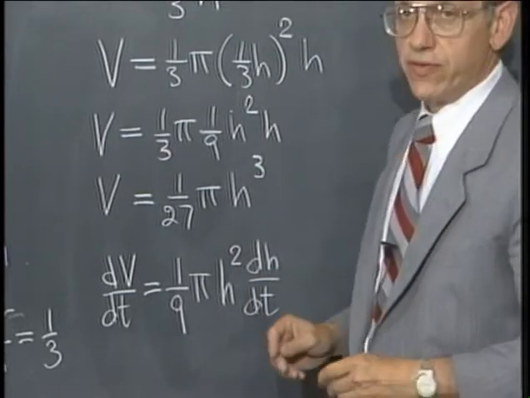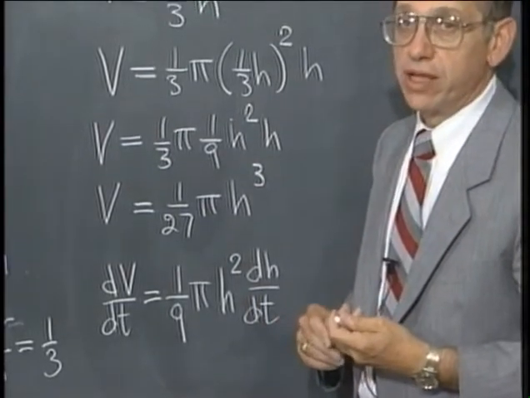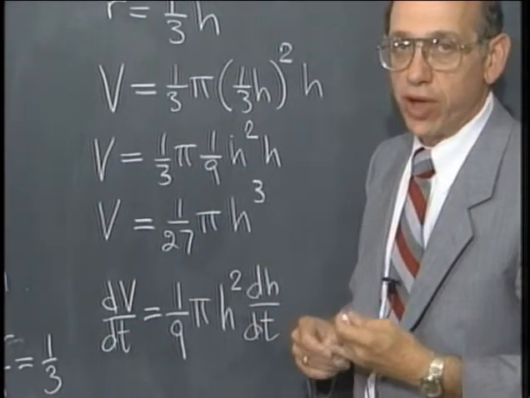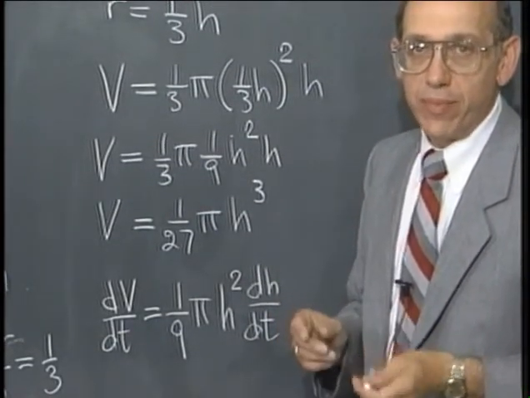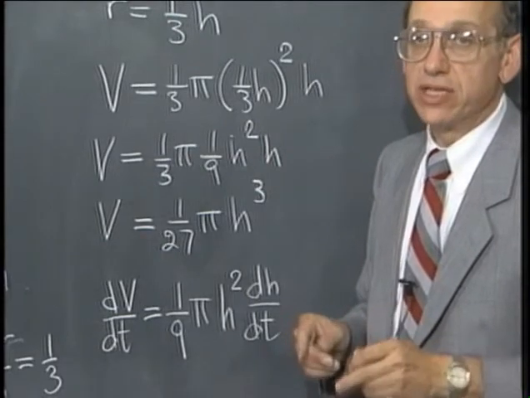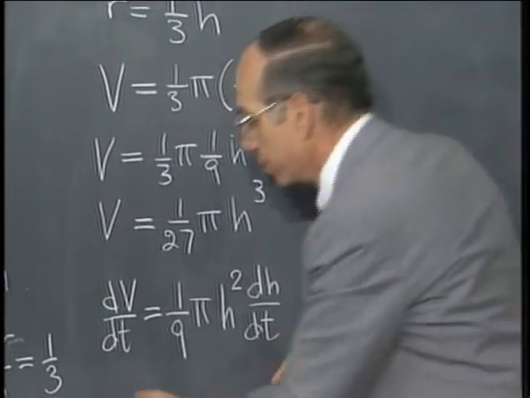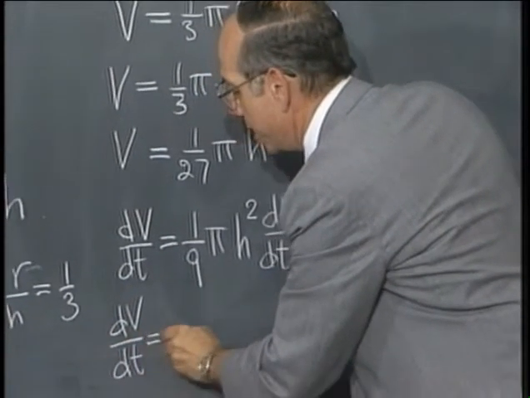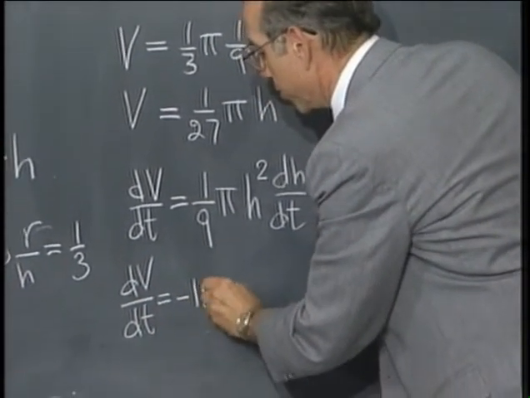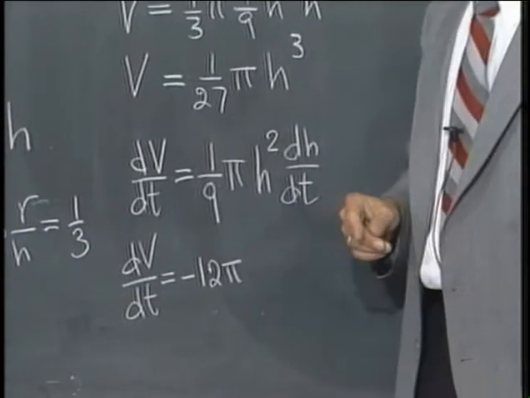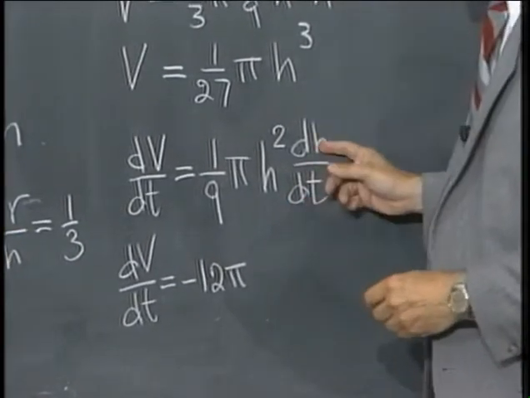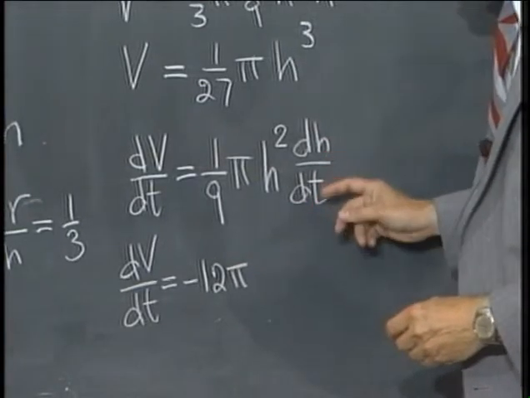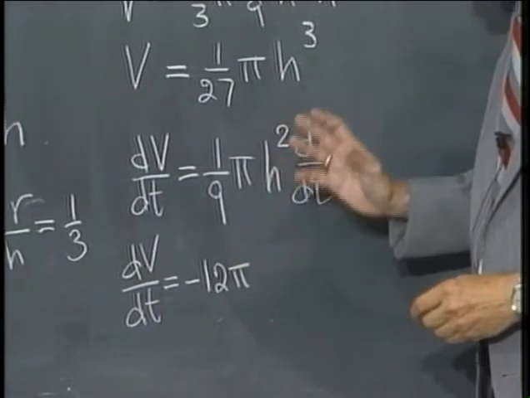Now, let's see what kind of information we have. We're told that the water is flowing out of the reservoir at a rate of 12 pi cubic feet per minute. That means dV/dt is minus 12 pi. We're asked to find the rate of change of h with respect to time, dh/dt, when h is equal to 9 feet.